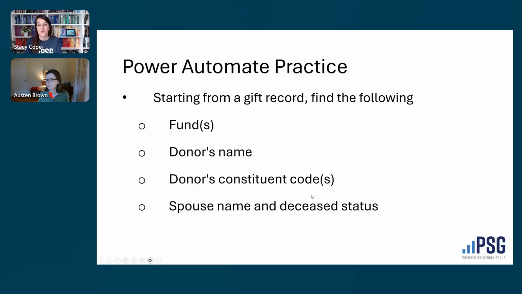So Power Automate practice. What we're going to do today is start from a gift record, look at the data that we get out in Power Automate, and figure out how to get the fund name, the donor's name, the donor's constituent codes, and the spouse name and deceased status. So we're going to use one gift to go and find all of those things.